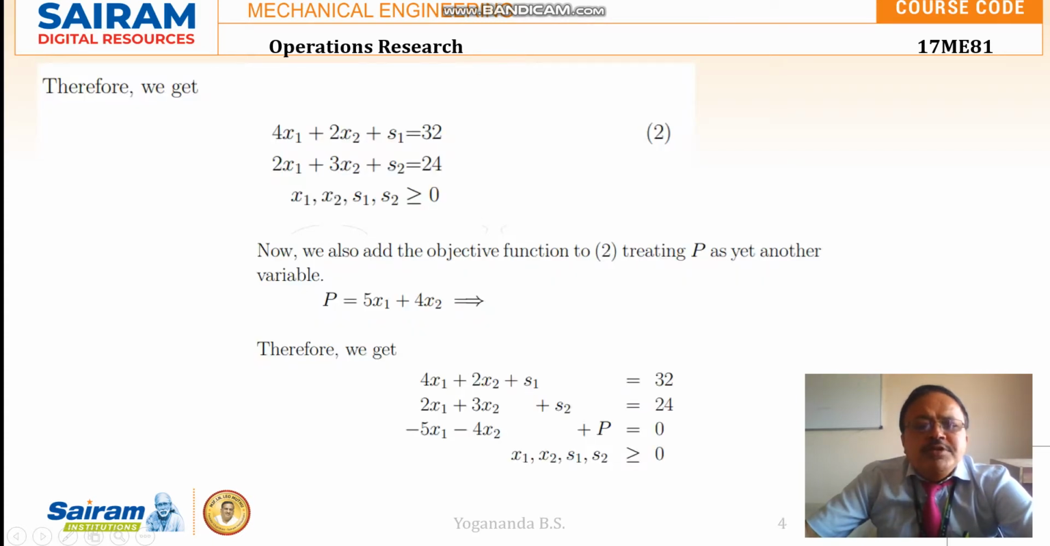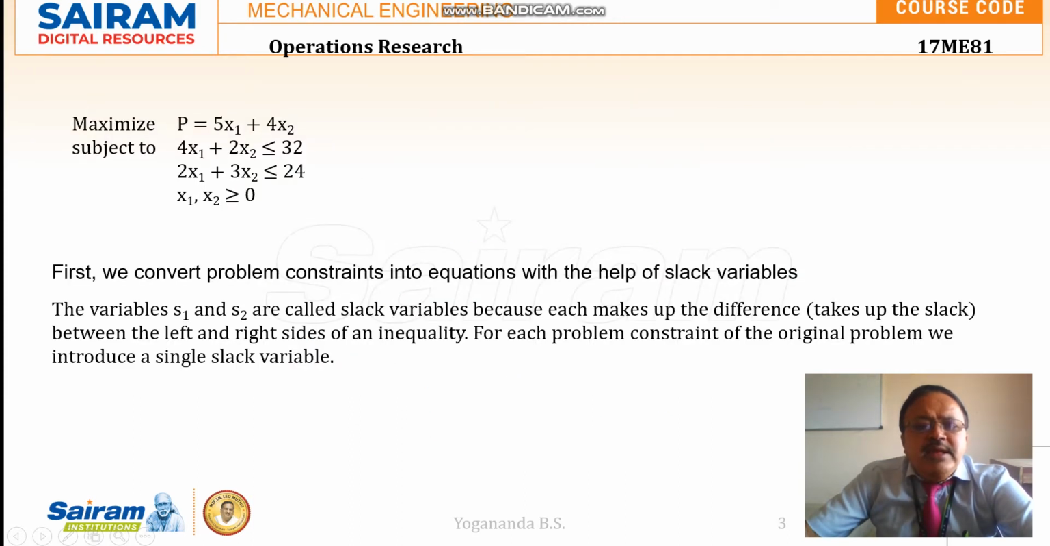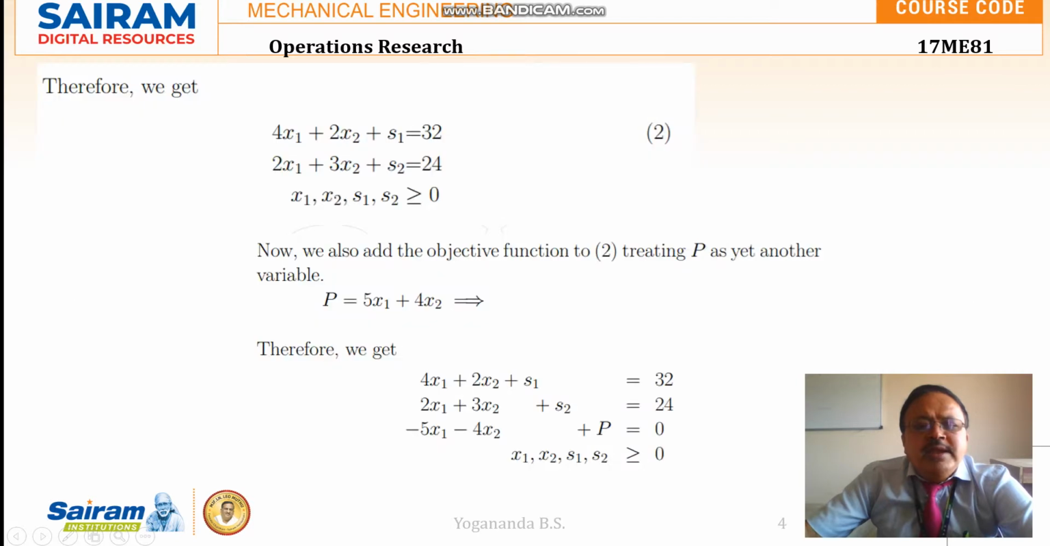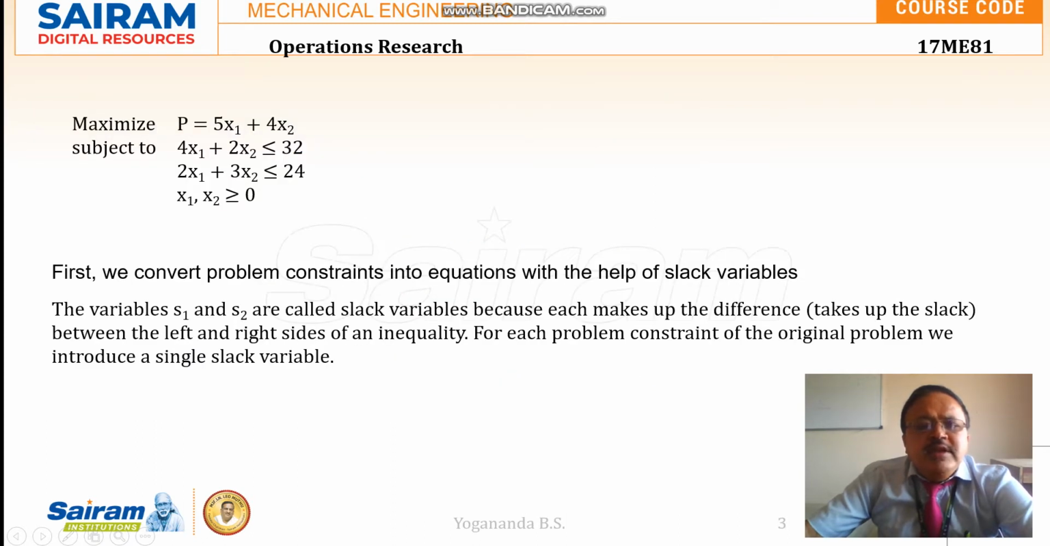So we are introducing the slack variables S1 and S2, and the less than or equal to constraints are made equalities in both the equations. This is the set of equations number 2. The given set of equations is the problem, that is 1.